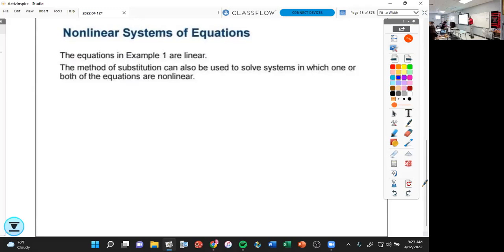The equations we just did were linear equations. That was 2 lines. Remember, there's 3 possibilities. 2 lines can either touch once, they could never touch because they're parallel, or they could touch infinitely many times because they're actually the same line. Okay? So what if one of the equations is not a line? Can we still use substitution? And the answer is yes.